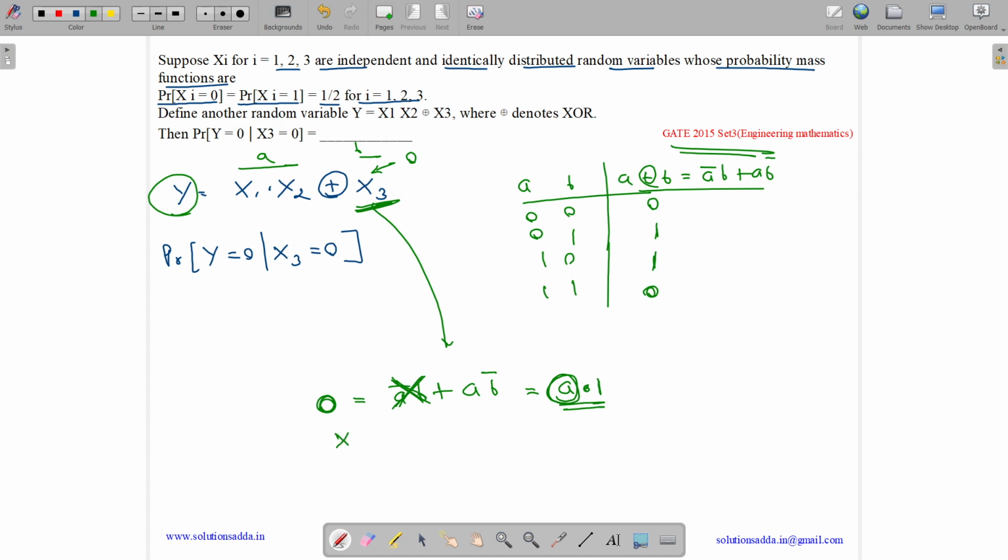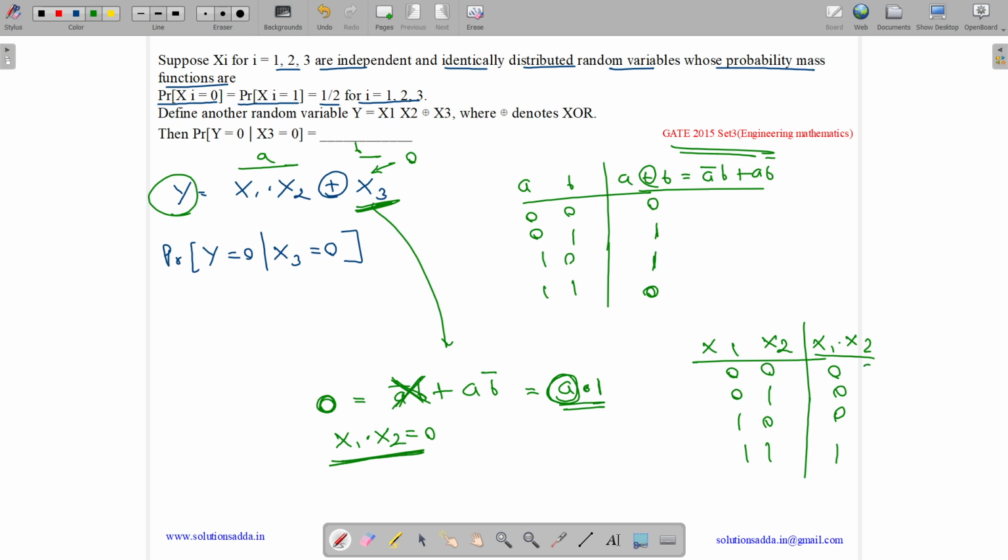So a is X1 times X2, which means X1 times X2 should be equal to 0. Now what are the possible values of X1 and X2? We can have 0 0, 0 1, 1 0, 1 1. What is X1 dot X2? It's 0, 0, 0, 1. Now it is given that X1 times X2 should be 0. So there are 3 favorable outcomes out of the total 4 in the sample space.